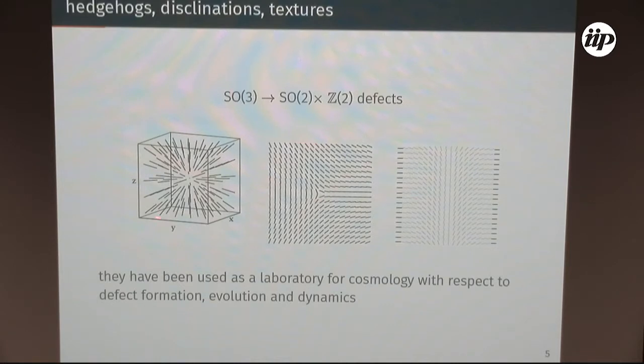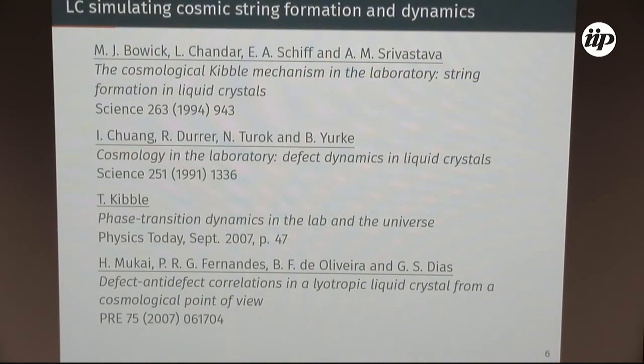I just put 3 of them here. This is a point defect, line defect. You can imagine this is copied in this direction along the 3rd dimension. And this is another one called texture, which is also a cross-section. I won't spend much time on this.